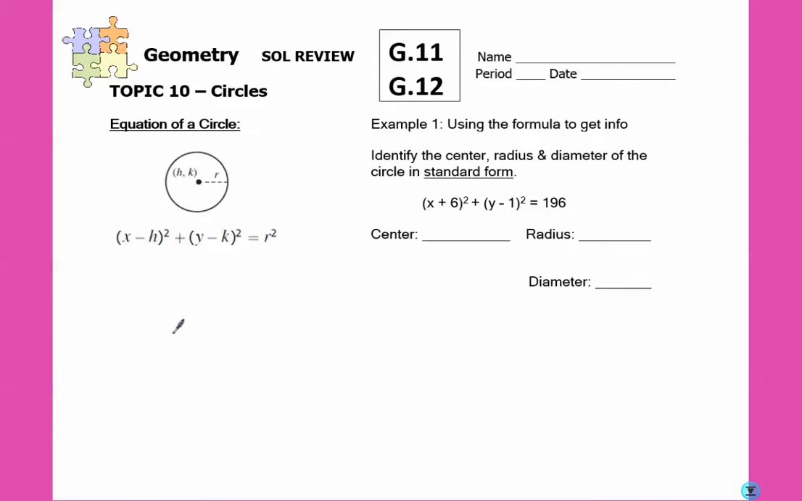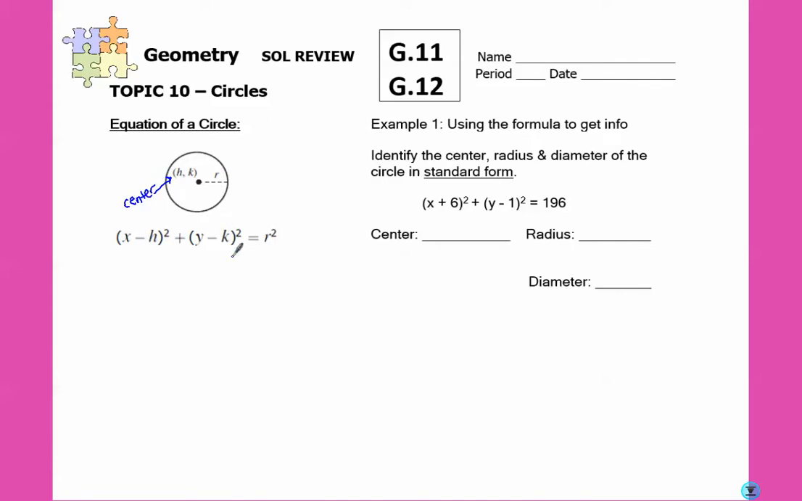Topic 10, circles. So let's start with the equations of a circle. This right here is on your formula sheet. It would be on the back or page 2, depending on whether you're looking at a paper version or the digital version. H and K are your center, and then R stands for your radius.